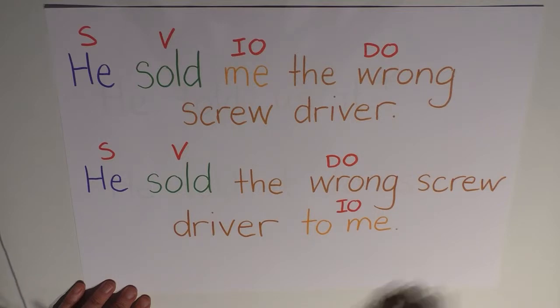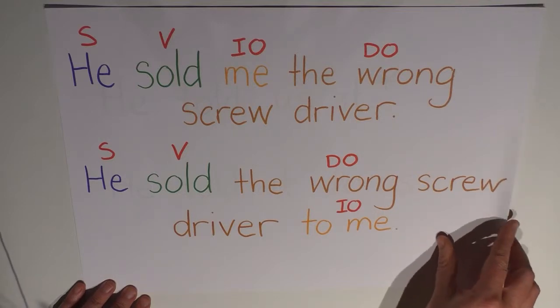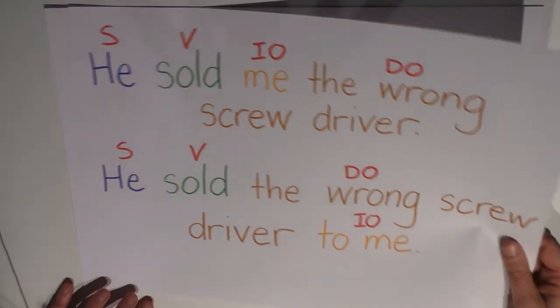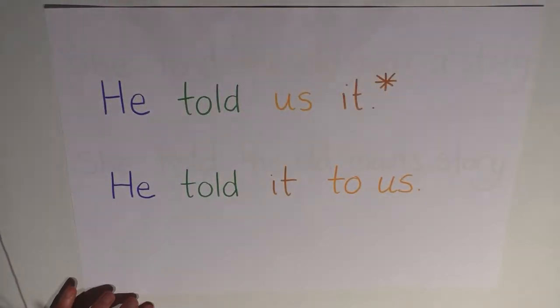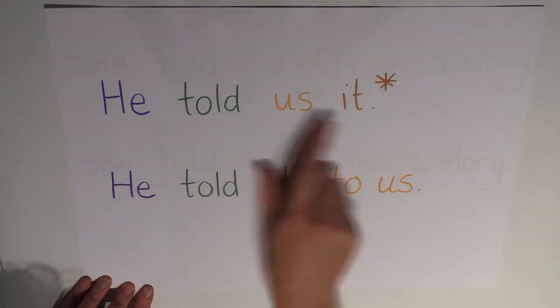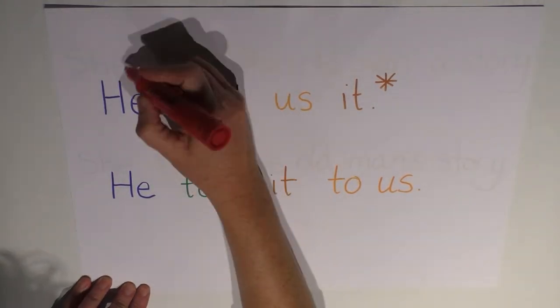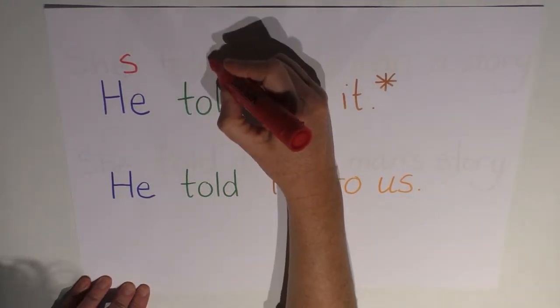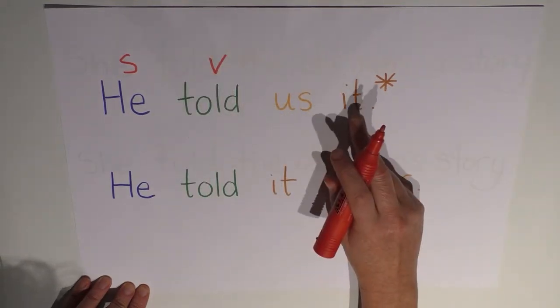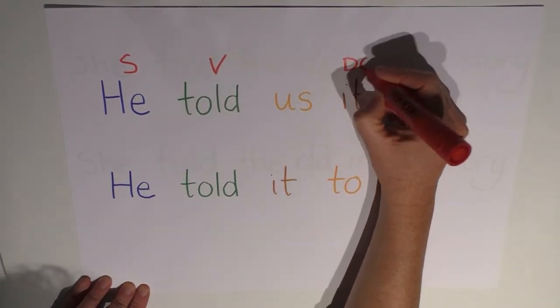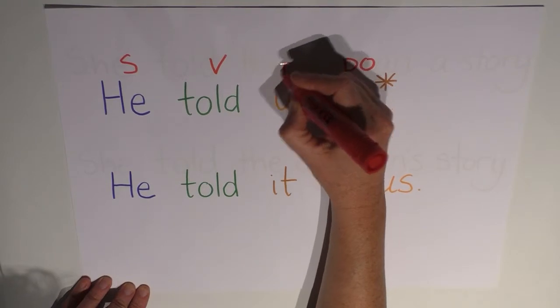Okay, so when the direct object is a pronoun, we always put the indirect object as a prepositional phrase after the direct object, because it just sounds a little bit weird otherwise. If we didn't, we would be saying he told us it. So in this instance, he is the subject. Told is the verb. What is he telling? He's telling it. That's the direct object. Who is he telling it to? Well, he's telling it to us.